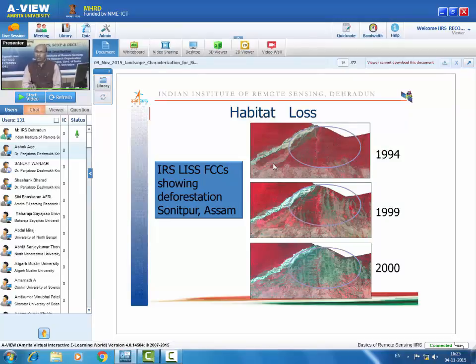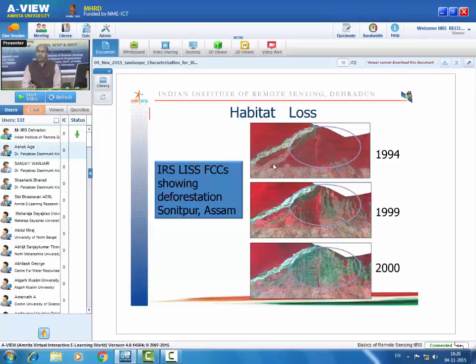And look at the middle figure here, in 1999. You find here where the cursor is. Just pay attention here. You will see that the redness has gone from here, and you can see some cyan color and some whitish yellow color coming in between. That means the tree cover has been removed from this area. And if you look at the 2000 image, the entire area is now in cyan color. Most of the forest which was found in this area has been removed in just 6 years.